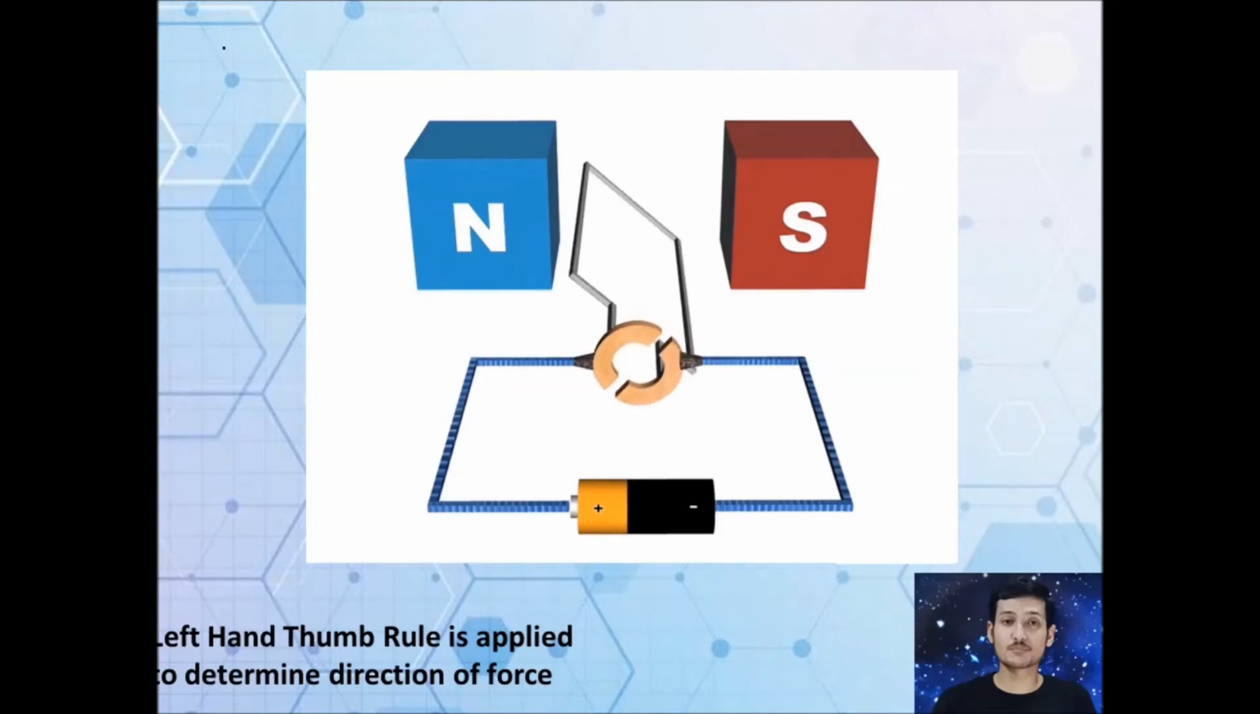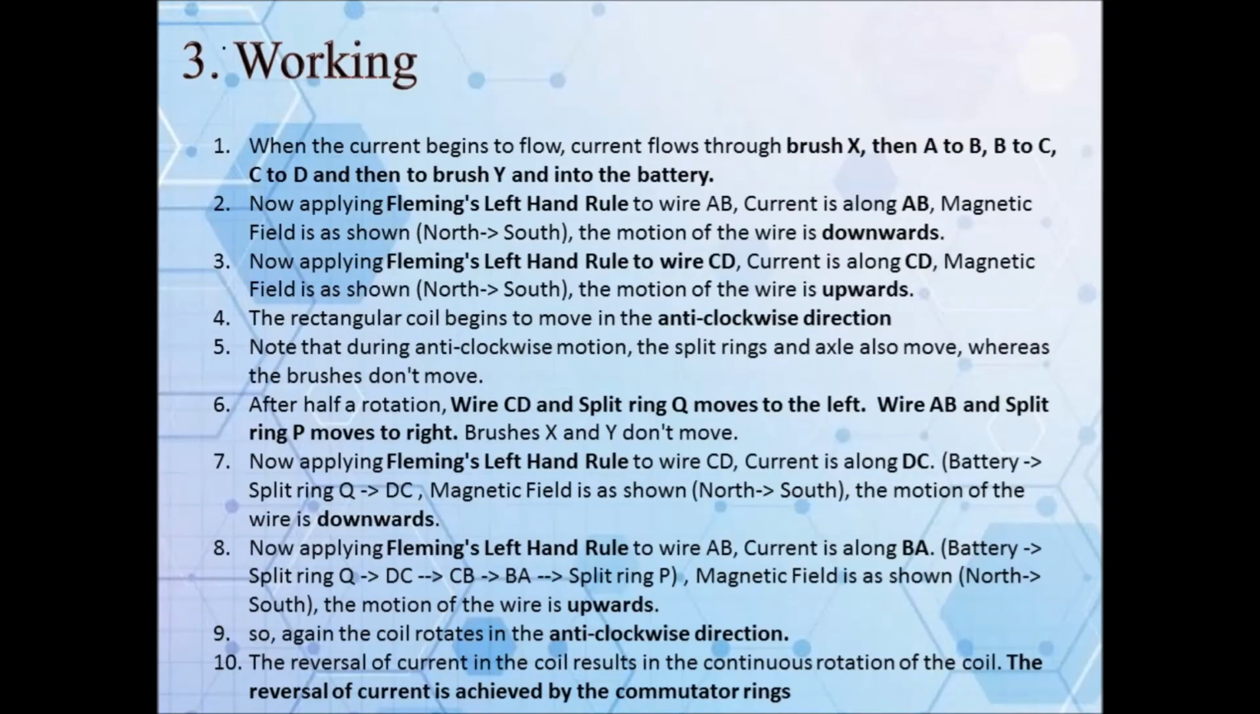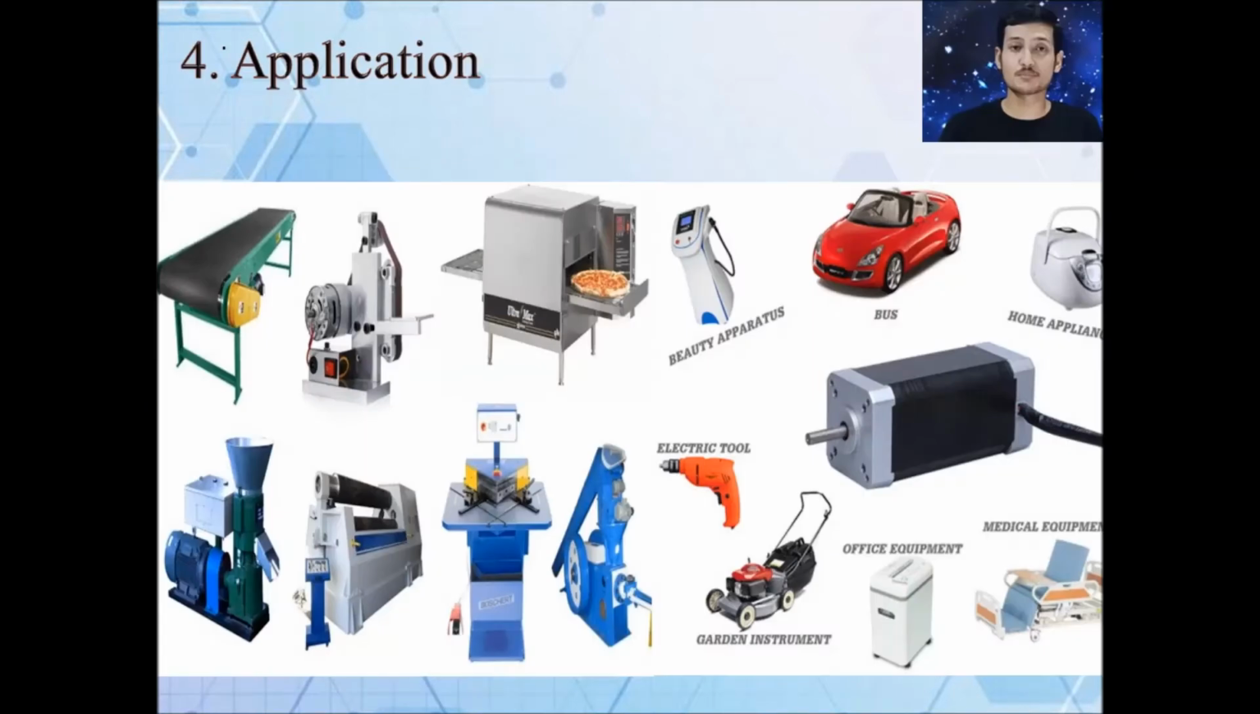So what is the purpose of the brushes? To take the current from the external circuit to the armature, and from the armature to the external circuit. And the rings basically help in the rotation of the armature. So we use Fleming's left hand rule here to determine the direction of forces. Now here I have written the working, how it's performing, how the current is going, how we are applying it in words. You can just go through it.